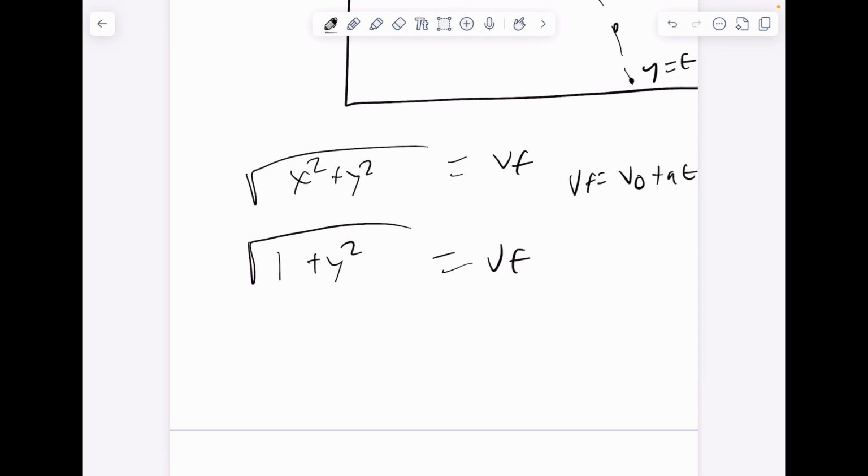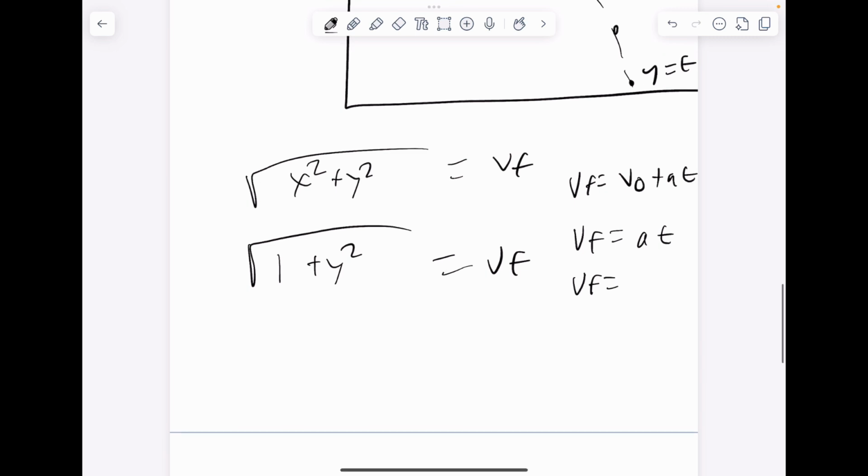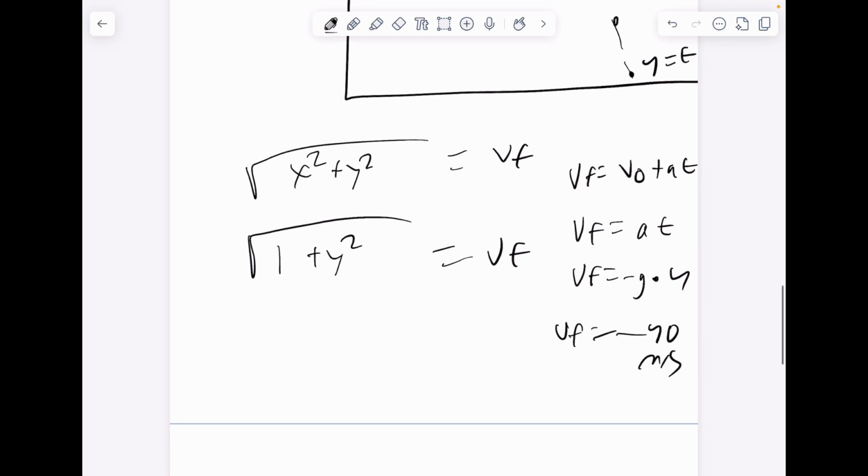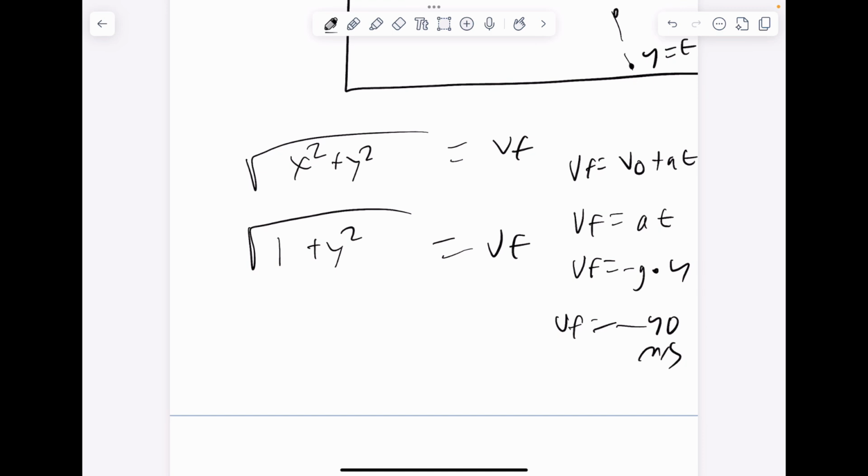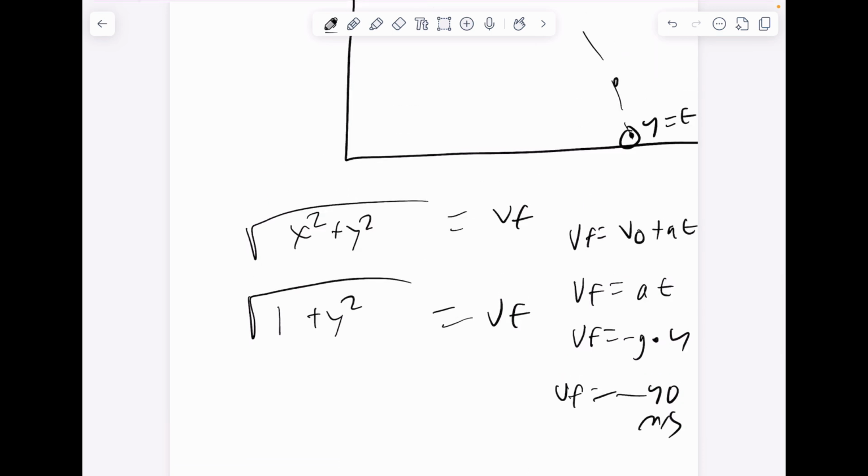Now, v0 is going to be 0, so this will cancel out. So we get vf equals a times time. Then if we substitute, we get negative g as the acceleration times time, which is 4. So this will be about negative 40 meters per second. Okay? So this is our velocity in the y direction when we get to this point.